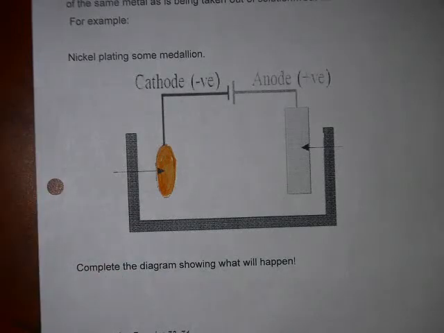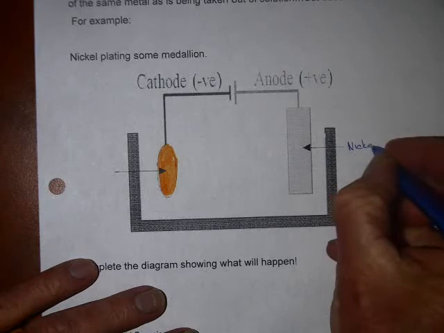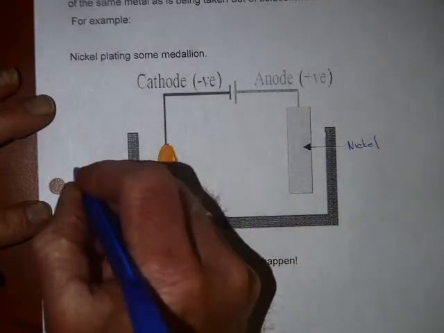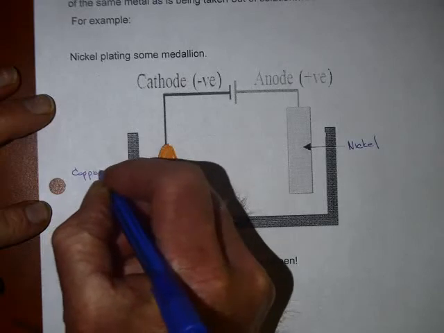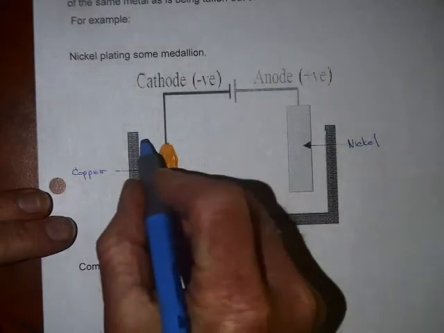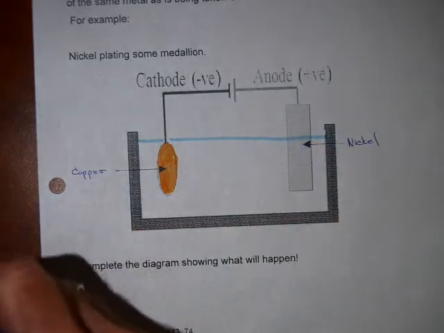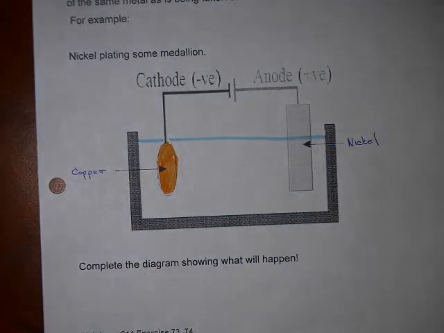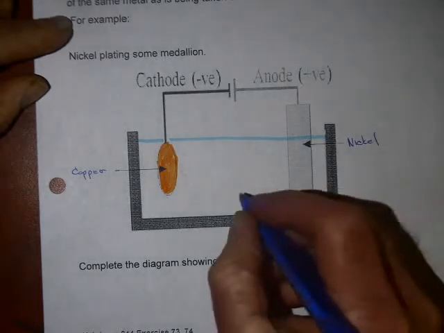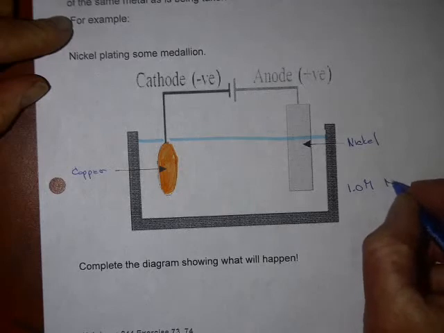So in order to do that, you have to have nickel in two places. This has to be nickel, so you have to have a chunk of nickel, and this is copper. Okay, and you're going to put it in the solution. Immerse this in a solution of nickel ion. Well, you say, well, how do you do that? Well, let's just take a, say, 1.0 molar solution of nickel nitrate.